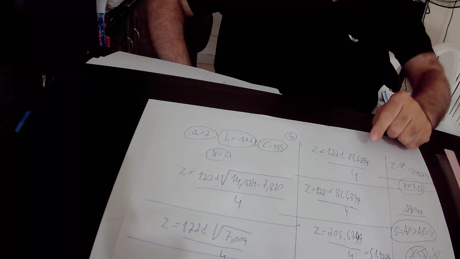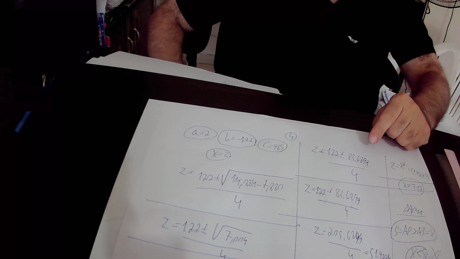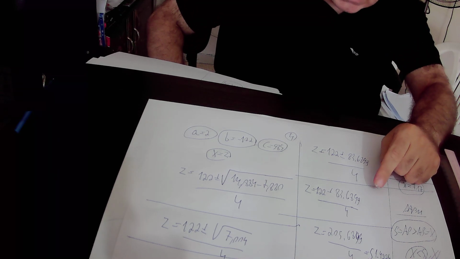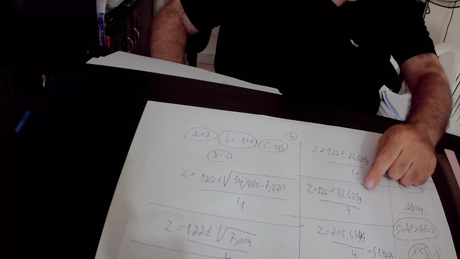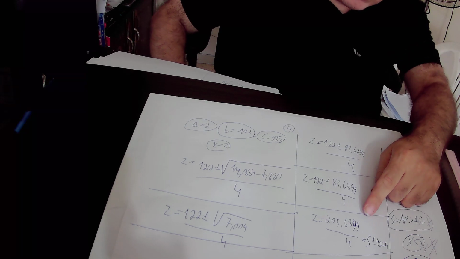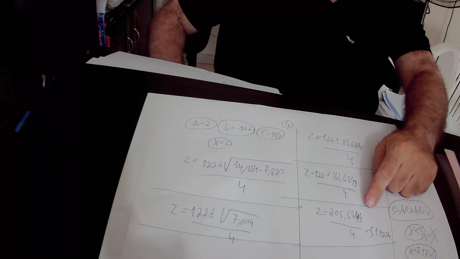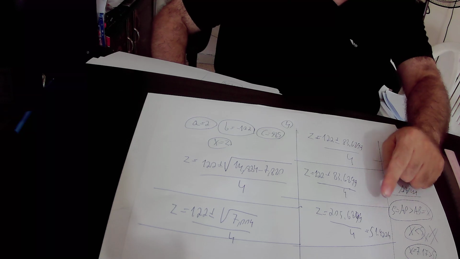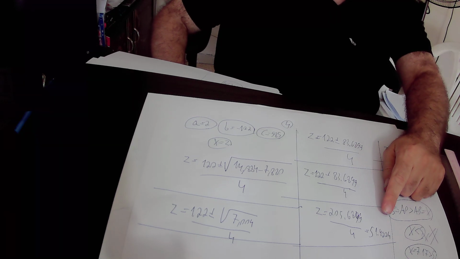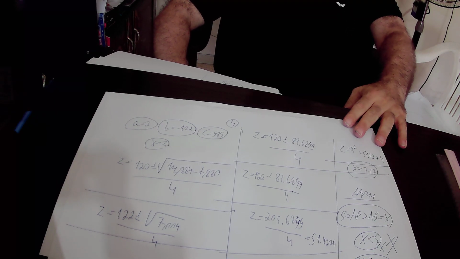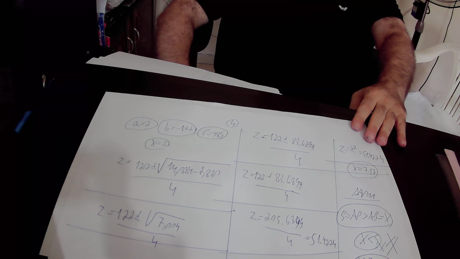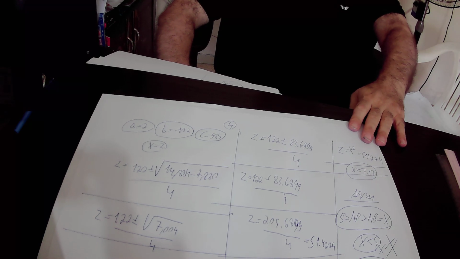The first solution for z is z equals 122 plus 83.6899 over 4. 122 plus 83.6899 is 205.6899. And if we divide it by 4, we get that z equals 51.4224. So z, which is equal to x squared according to our definition, is equal to 51.4224. Here we took a root of this equation in order to find the value of x.